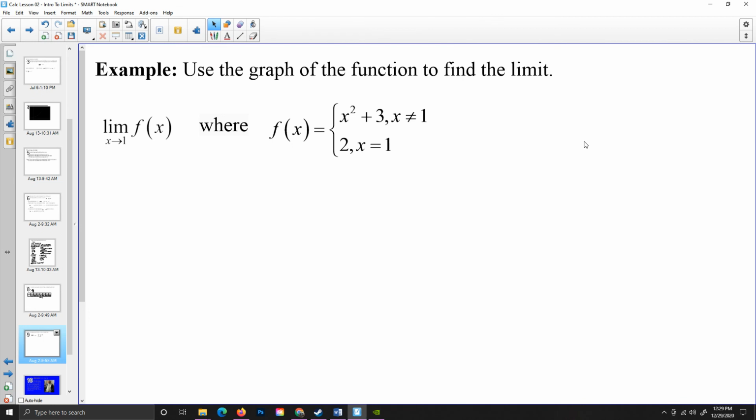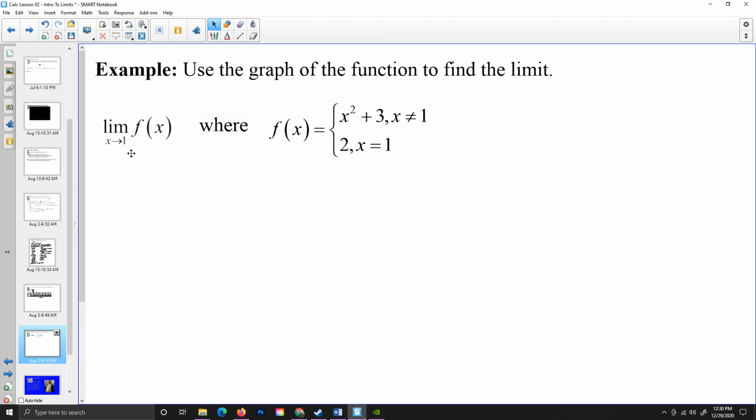Okay, for our final example, we're going to use the graph of the function to find the limit. So here we have a piecewise function, and we're trying to find the limit as x goes to 1, where f of x is equal to x squared plus 3 when x is not equal to 1, and 2 when x is equal to 1. So we're trying to find this limit as it goes to 1.